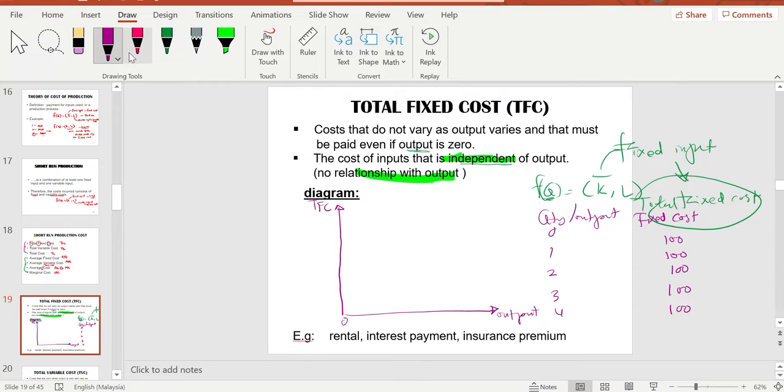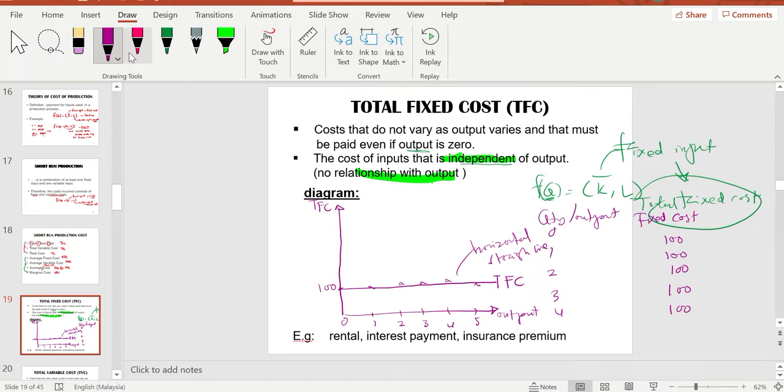So memandangkan output ni 0, 1, 2, 3, 4, 5, and the nilai of fixed cost, contohnya kalau kita ambil kat sini, fixed cost is 100. Okay, it's always 100 kan. Masa 1 pun 100, masa 2 pun 100, masa 3 pun 100, 4 pun 100. So bila kita sambungkan titik yang kita plotting, kita dapat a straight line. Ini kita panggil horizontal straight line. Itu adalah, jangan lupa labelkan, ini adalah total fixed cost.